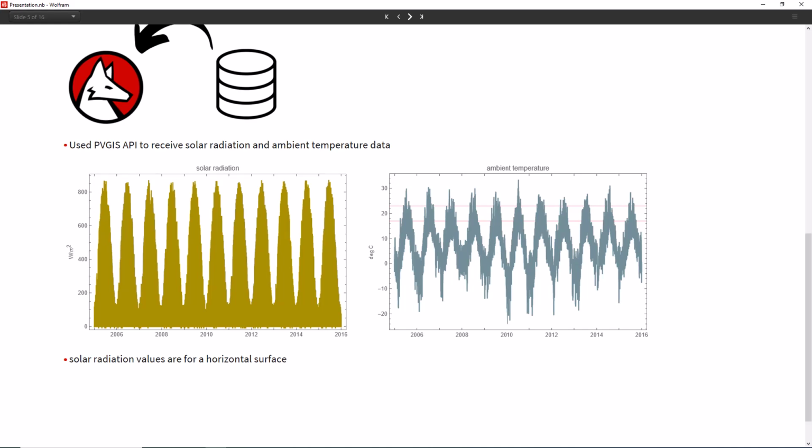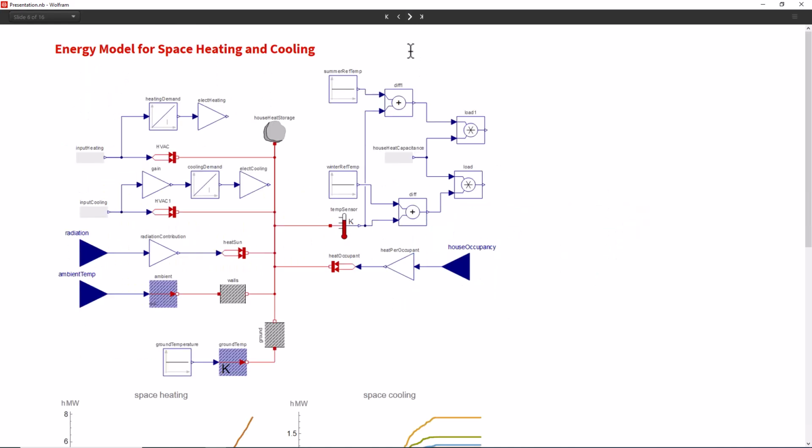But why do we need the climatic data for our analysis? As we saw earlier, space heating is one of the largest energy consumers in a home. By using ambient temperature data and the desired indoor temperature, we can model the space heating and cooling demand. To do this, I created a simple thermal model of my house using System Modeler's built-in components.